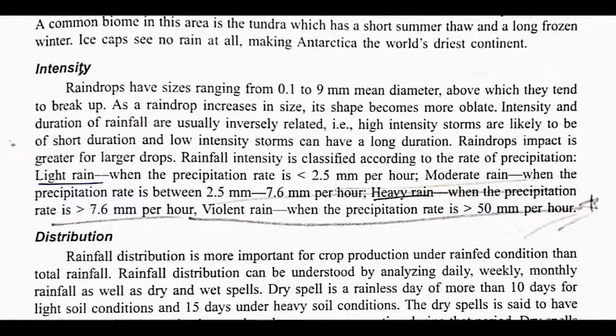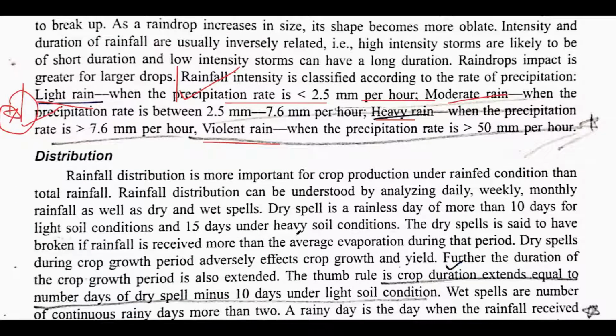Now, the intensity of rainfall. See, the various classifications of rainfall intensity are given. Light rain is when there is a precipitation rate of less than 2.5 mm per hour. Similarly, it is given for moderate, heavy rain, and violent rain. This is very important, the classification of rainfall intensity.